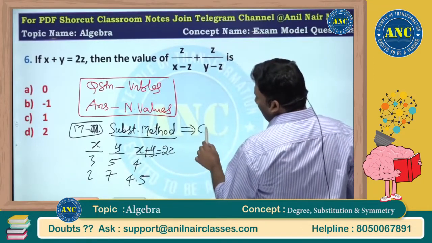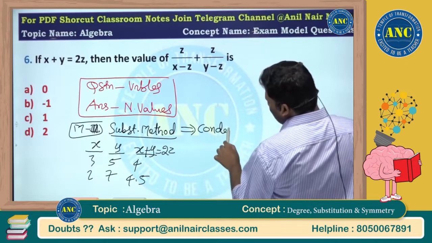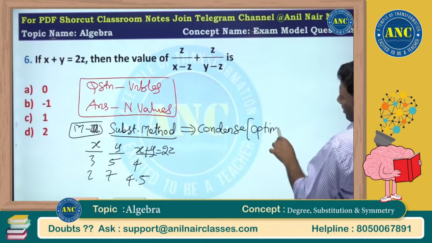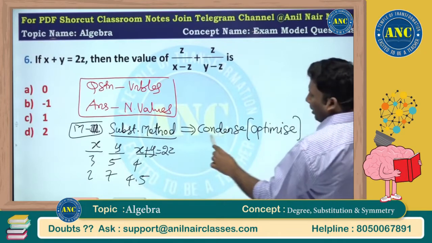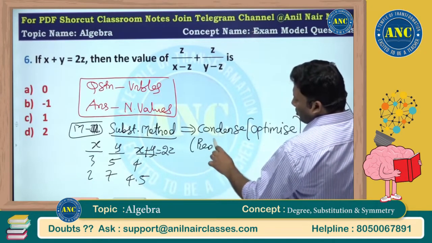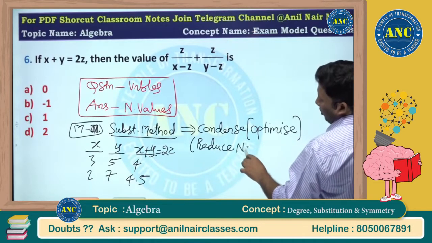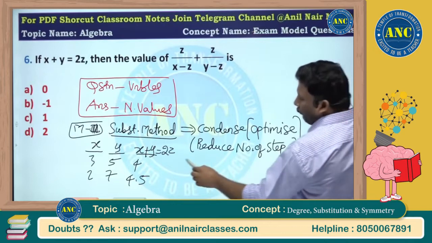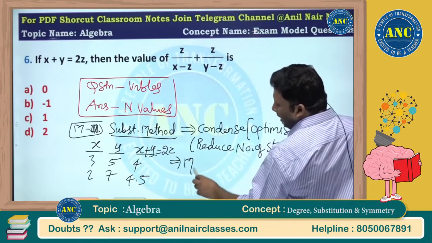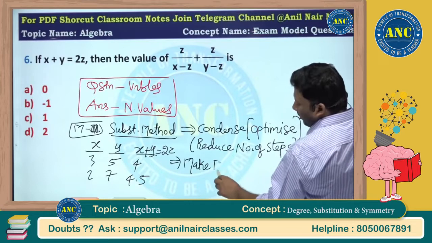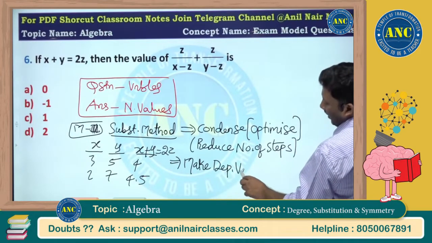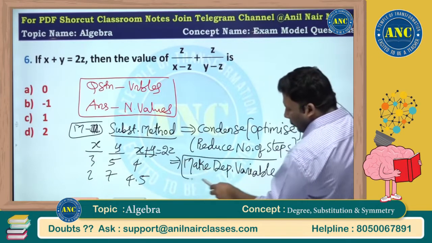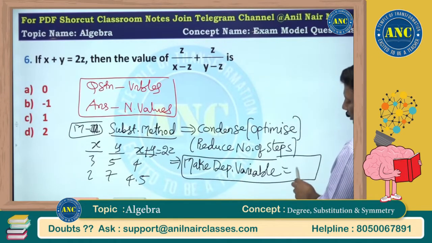Substitution method: you can condense, meaning optimize, or reduce the number of steps. How can you reduce the number of steps? By making use of another beautiful concept: make the dependent variable 0. The dependent variable is the value that is the output based on the inputs.